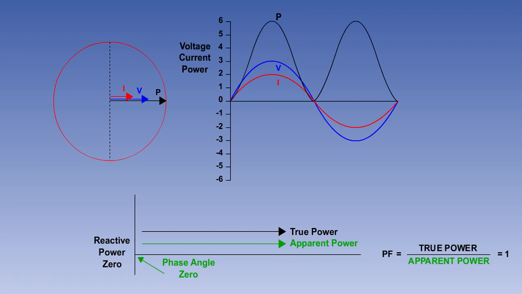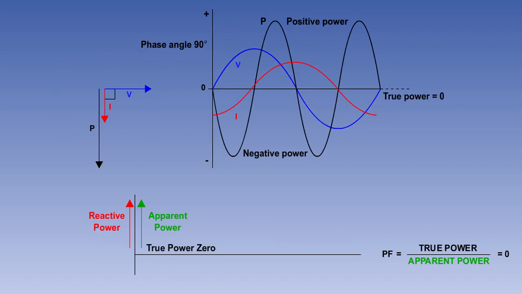This is good, as all of the power in the circuit is being used to do useful work. In a purely reactive circuit, the phase angle is 90 degrees, the power factor is 0, and no useful work is being done. Circuit designers attempt to maintain the power factor as close to 1 as possible.